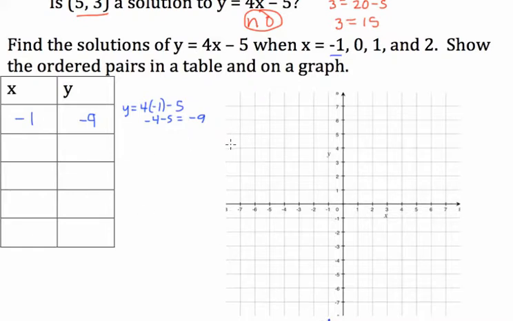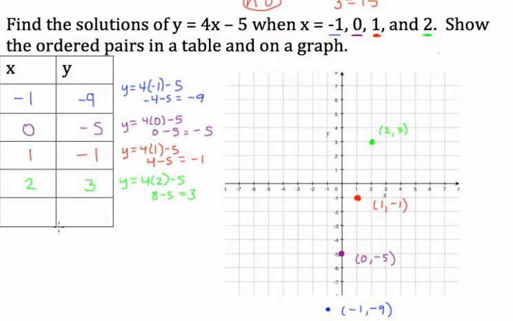You do the next ones. Stop the tape now and do them, and then unpause to see if you've gotten the answers right. After you've done the arithmetic, found the ordered pairs, and plotted your points, you can see that this equation has a corresponding linear graph that looks like this. Every point on this line will be a solution to y equals 4x minus 5.